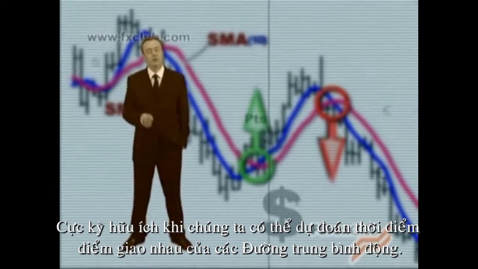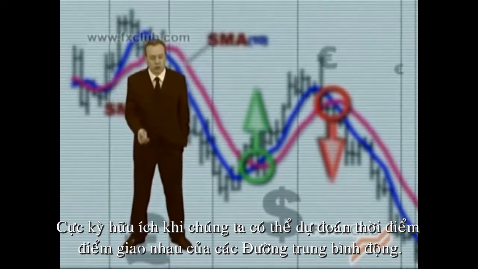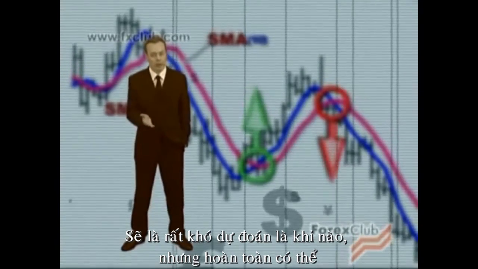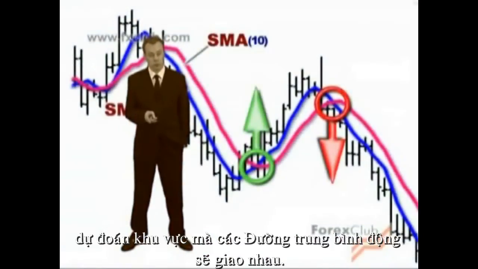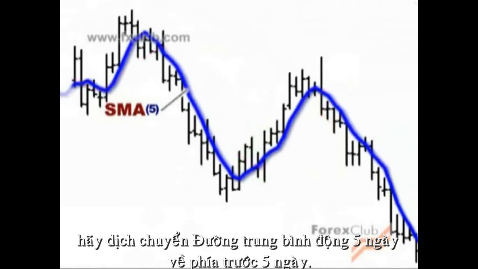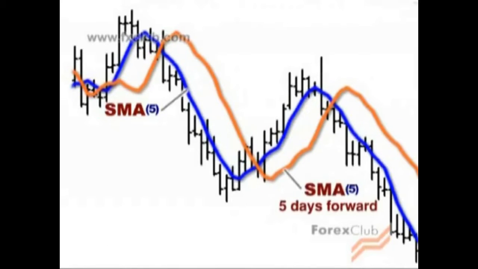It'd be very useful if we could predict the points where the averages cross. It'd be unrealistic to expect to predict when, but it's quite possible to predict the zone. Let's shift the 5-day MA 5 days forward, and this is what it looks like.